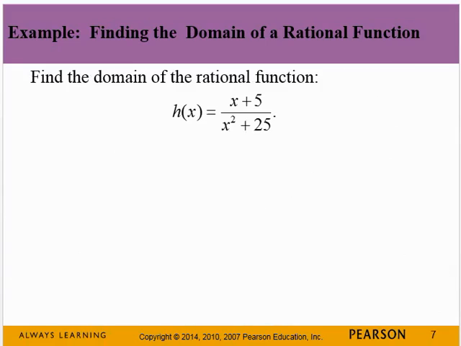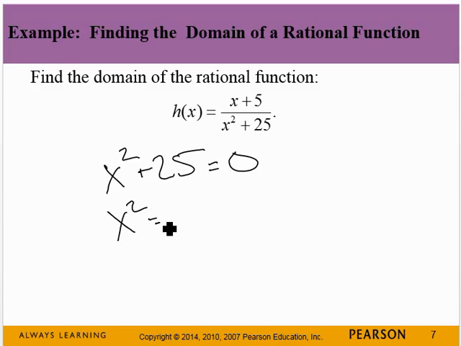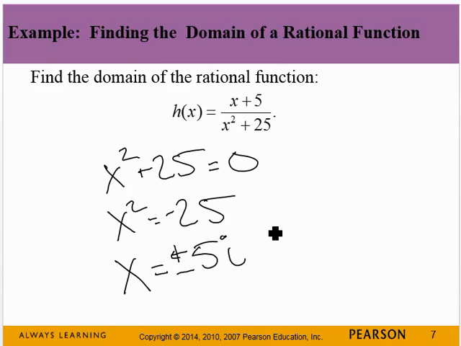So let's do one more example. It says find the domain of the rational function. This means we have x squared plus 25 equals 0. x squared equals negative 25. Remember 2.1 where you have imaginary numbers. So this is x equals plus or minus 5i. Remember the rules of your rational function.